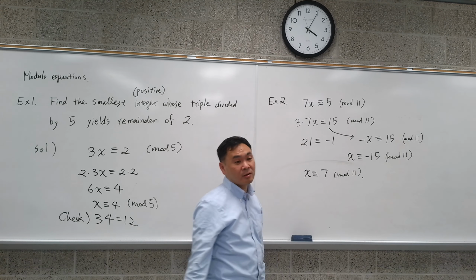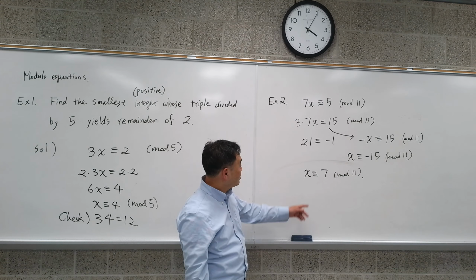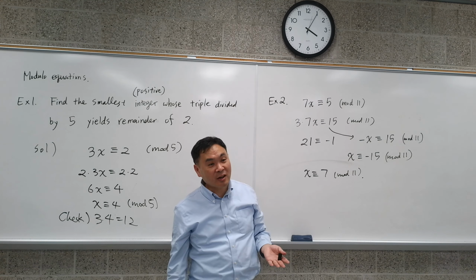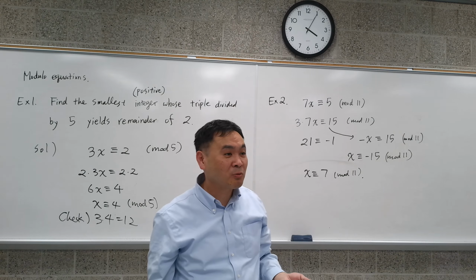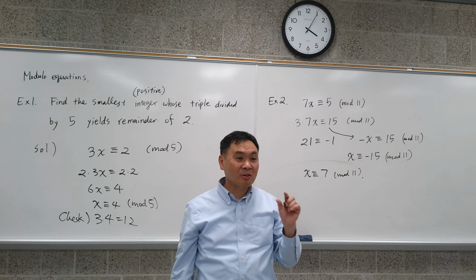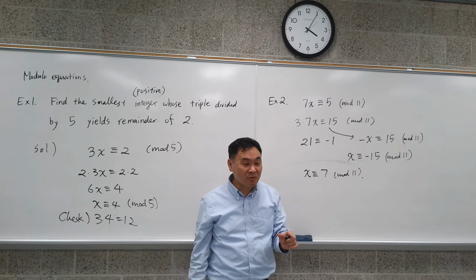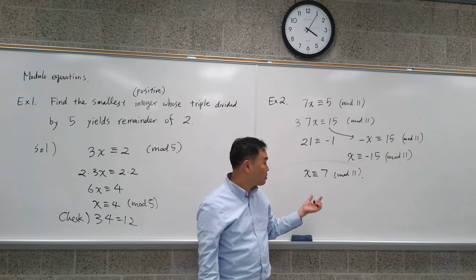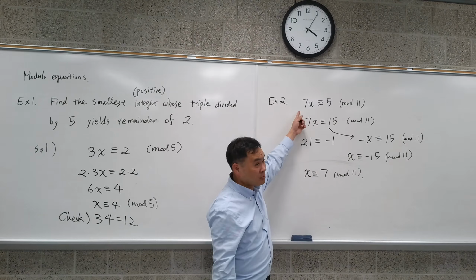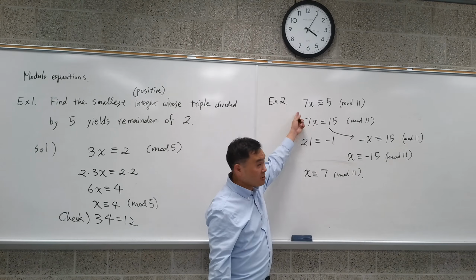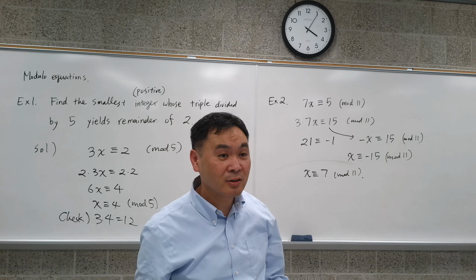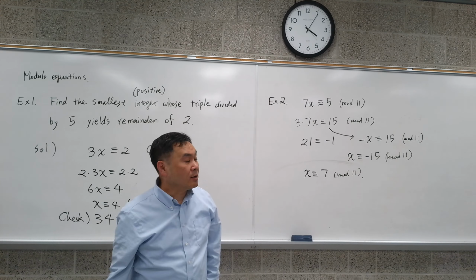Okay. Now, indeed, if you do 7 times 7, which is 49, what's 49 mod 11? Well, 44 is just less than 49. It's divisible by 11, right? So you end up with a remainder of 5. So it does satisfy this. This does satisfy this. Okay? Is that good? All right.